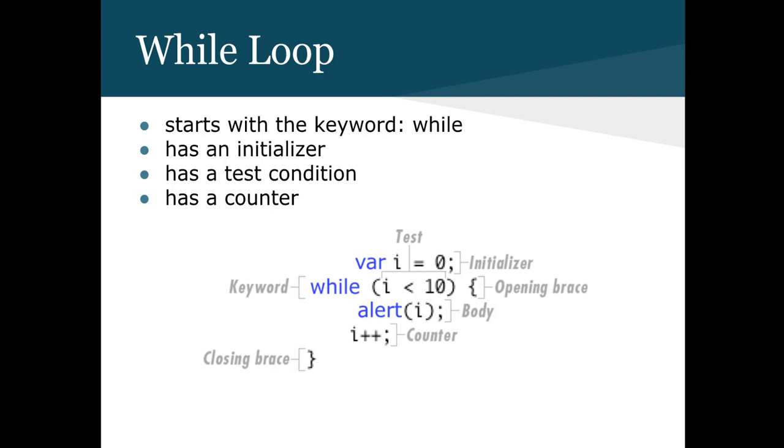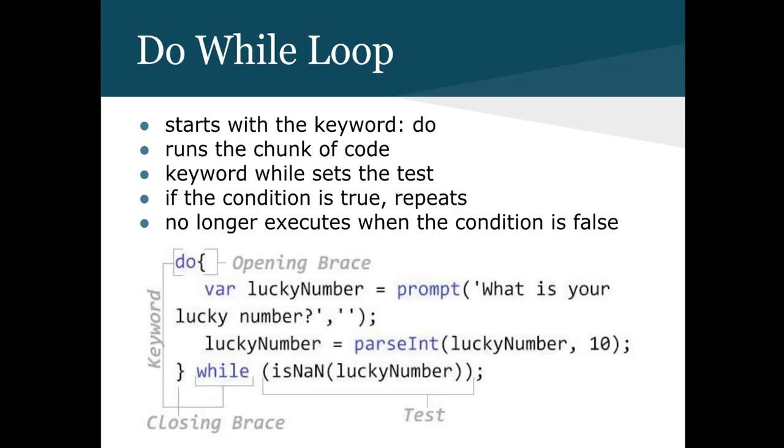So just like the for loop, this is going to alert the value of I 10 times. So instead of hello, it's going to say 0 through 9. And then it's going to stop because I will no longer be less than 10. I will then be 10, and it then stops. The do while loop.